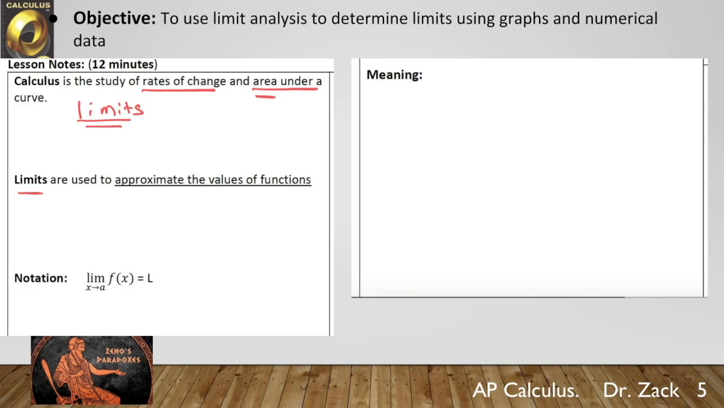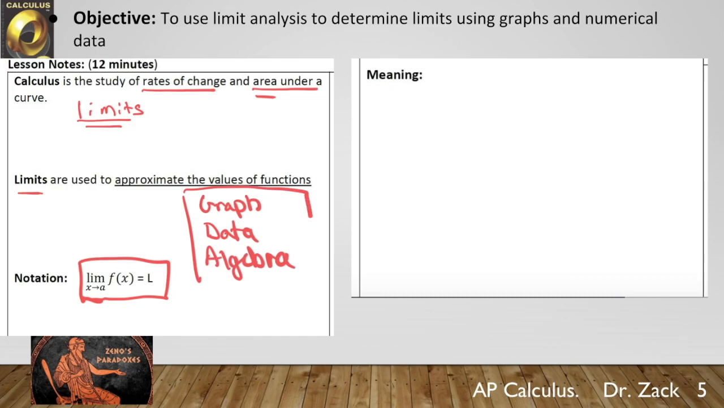If we think about the limit as x approaches a of f of x equals L, that's how this is read, but f of x is some function. And these functions can be represented graphically, they could be represented through data tables, but they could also be represented through algebra. So all three of these representations need to be fluid within our minds so that we can go back and forth from graphs to data to algebra.